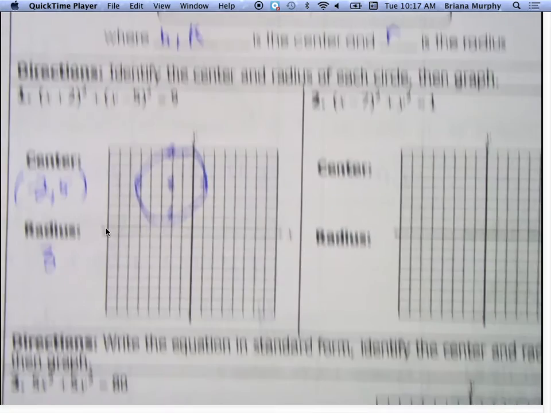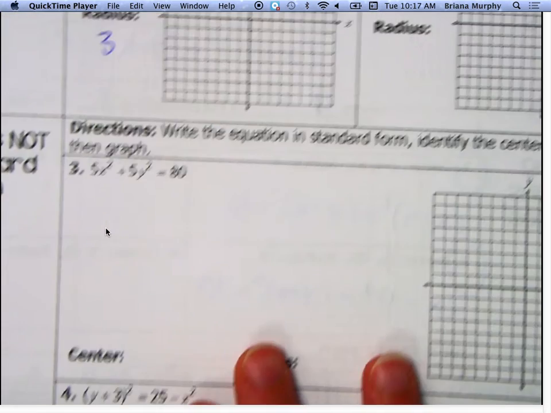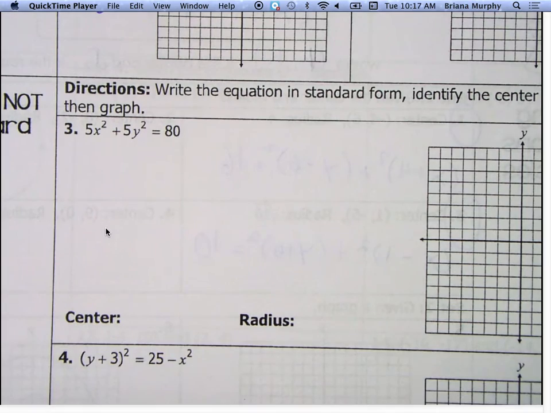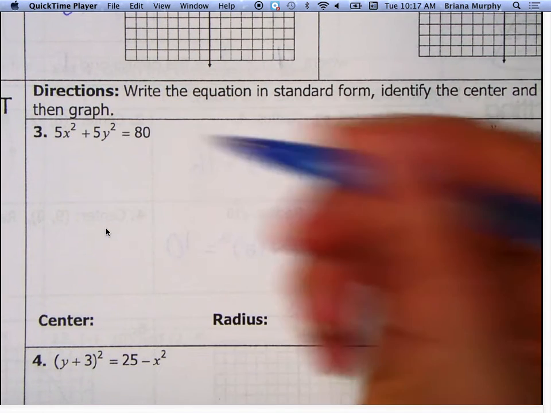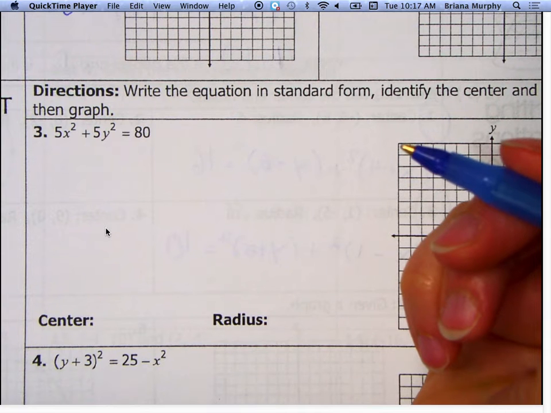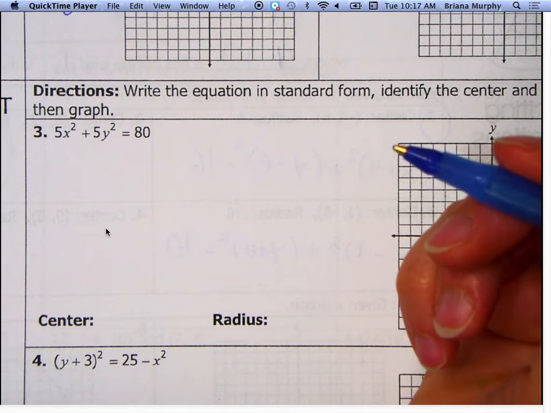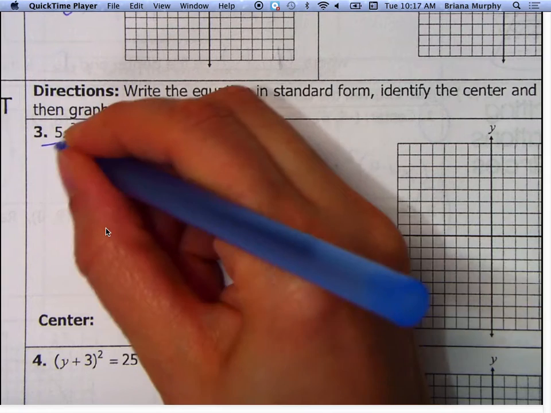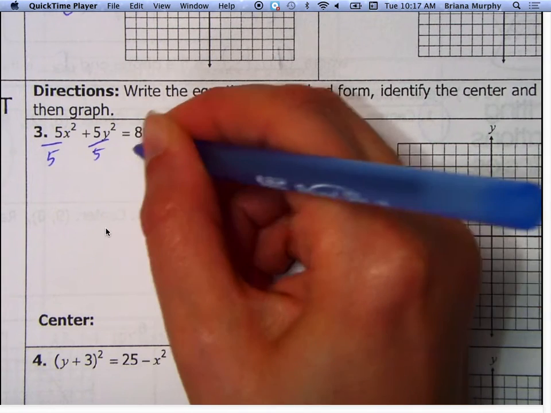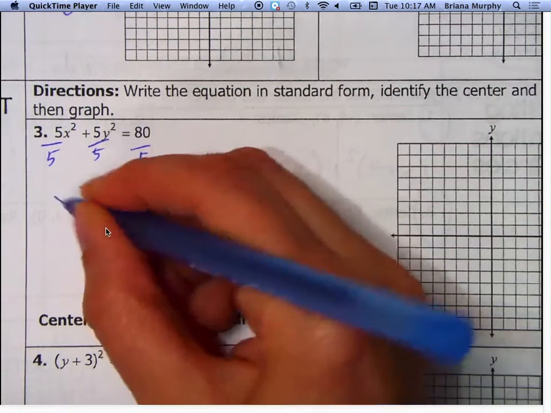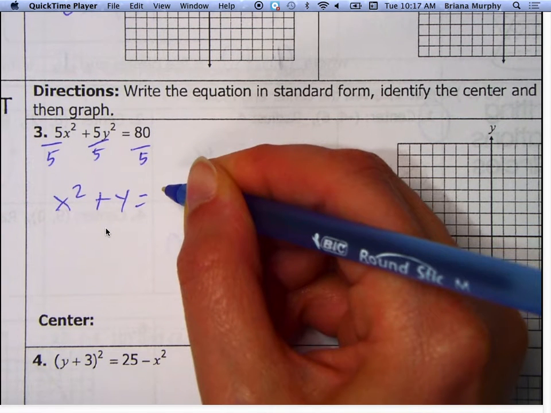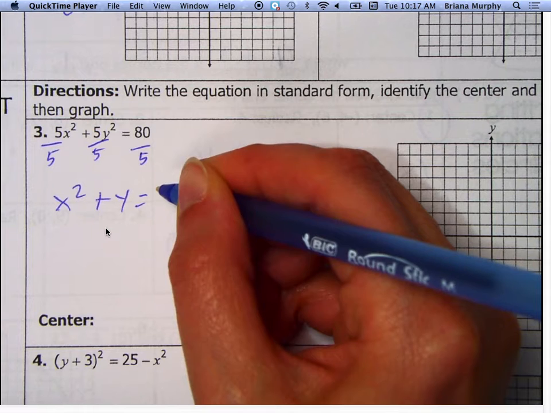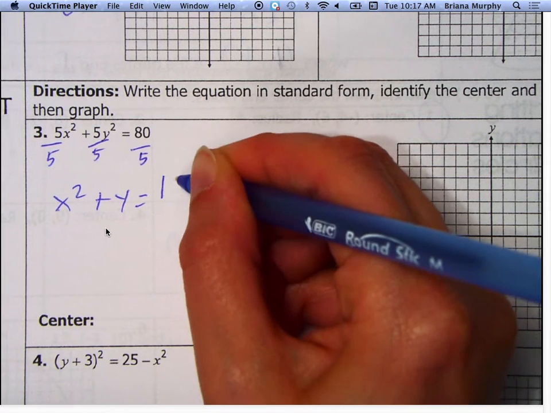Okay. Number 3. What's wrong with this equation? It's got what in front of it? Okay, so how are we going to get rid of this 5? Is it being added, subtracted, multiplied, or divided? What's opposite multiplication, guys? We're going to divide by 5, and we get x squared plus y squared equals, what's 80 divided by 5? 16. But okay.